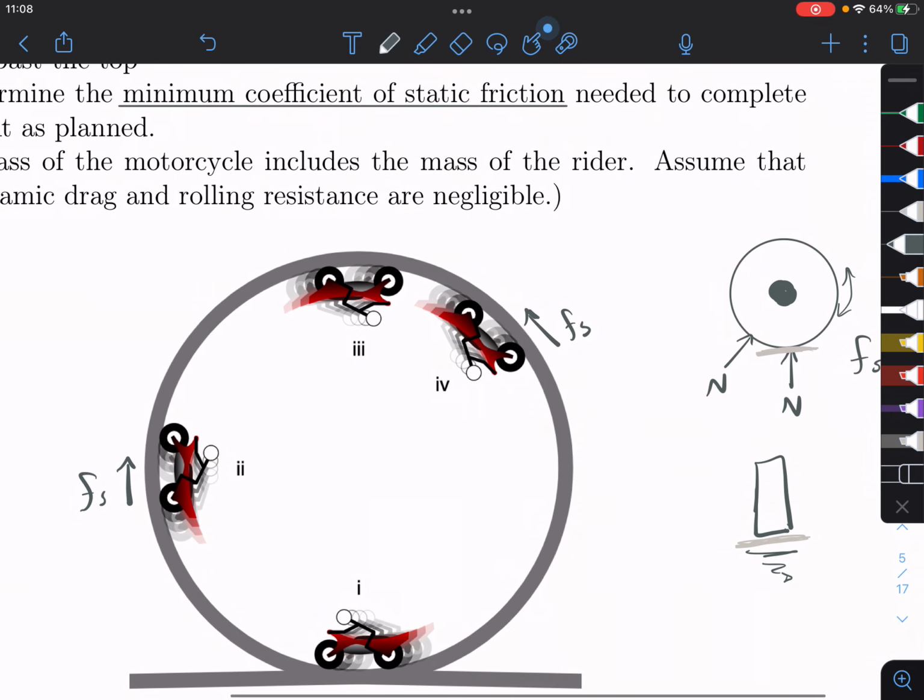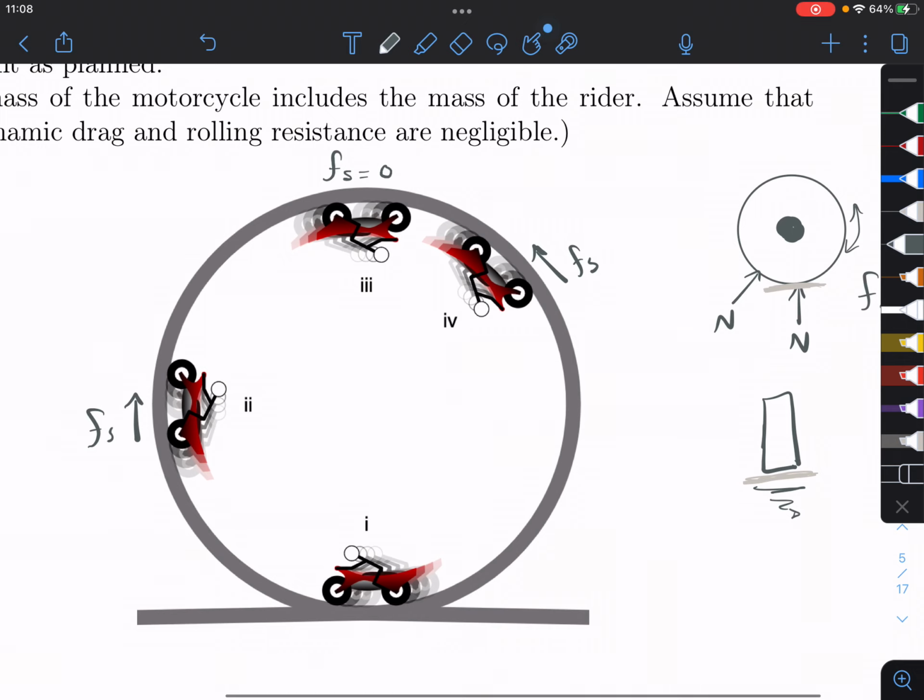Now, one really weird thing is that at the top and at the bottom, the static friction force is going to be equal to 0. The reason why is that I don't have any force that I need to oppose to keep it from slipping.